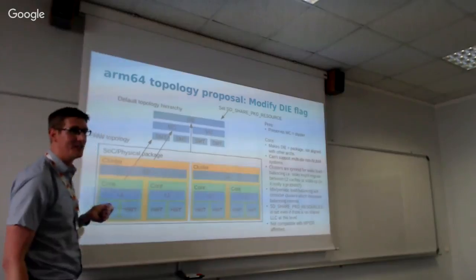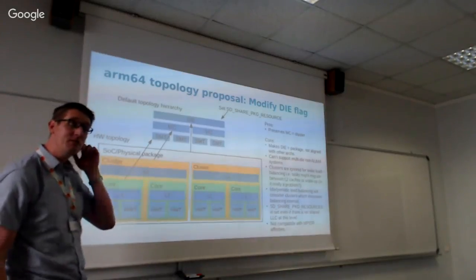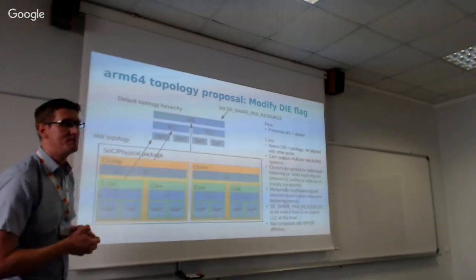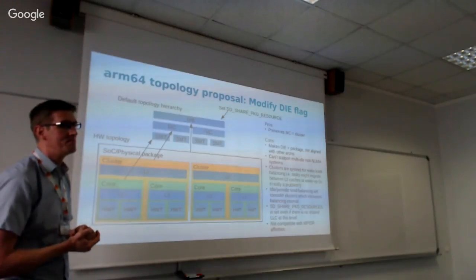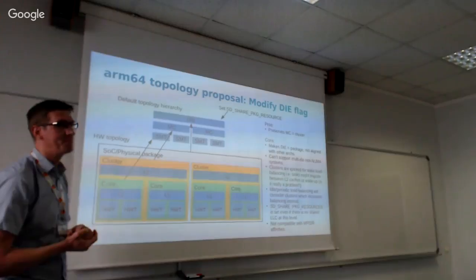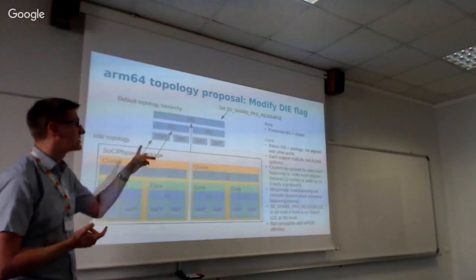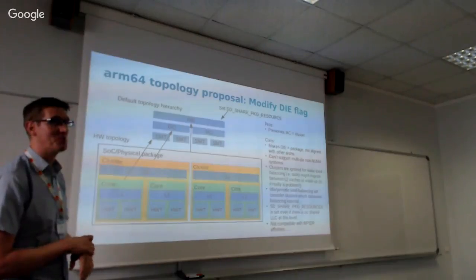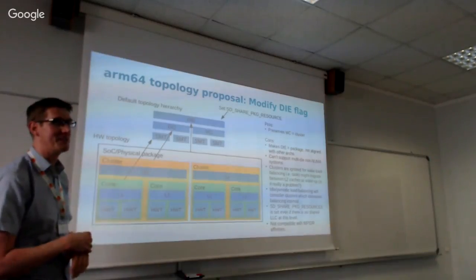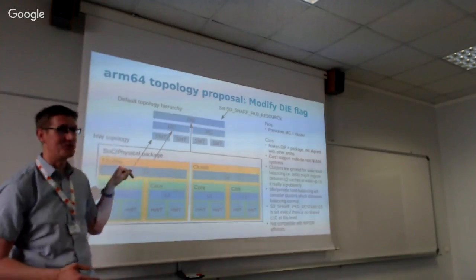Also, note that these flags are expected to be set on all the domains below. So if you set it on the MC, you must set it on the SMT. Yeah. So if we want to do that, then we need dynamic code in ARM64 to determine where the last level cache is, and then based on that, set the flags correctly on all the other levels.